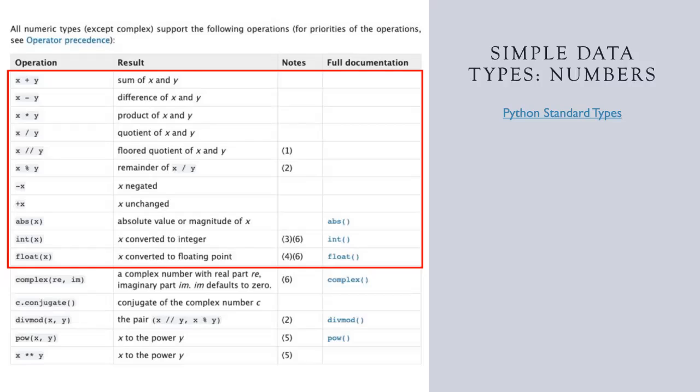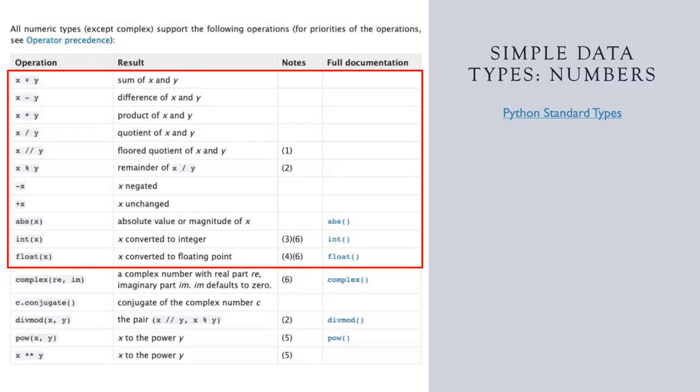So here is a table that I have shamelessly stolen from the Python standard library. On the left side here, we have an operation column, and this is just what the Python code might look like, given a variable of x and a variable of y. So first we have x plus y, this is addition, x minus y, subtraction, x asterisk y, that is multiplication, x slash y, that is division, x slash slash y.